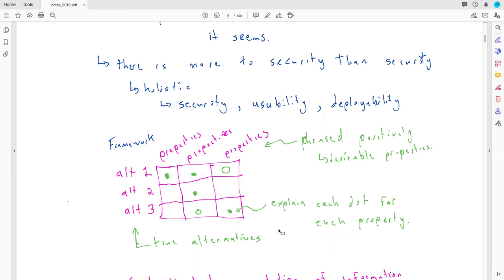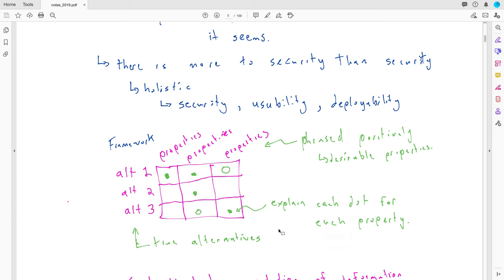It's easy to consume. But the hard work comes into choosing those properties correctly, making sure that you get all of them so you're comprehensive, and finding your alternatives, making sure they're truly alternatives, things like that. So these are the kinds of things that get tricky.